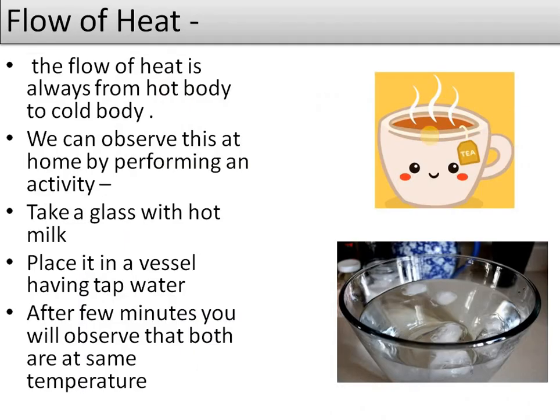Now next is flow of heat. How the heat flows. You can check this at home. You can perform an activity. What you have to do is take two things at a time: one hot body and one cold body. You can take a cup with hot tea or hot water. It's not necessary that you take tea only, it could be any hot liquid. And a bowl with water. It could be normal water, it could be cold water as well.